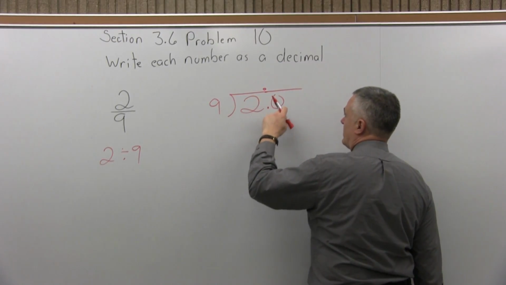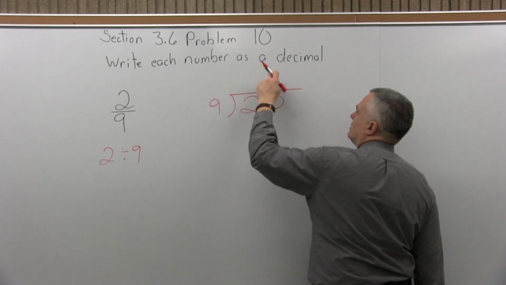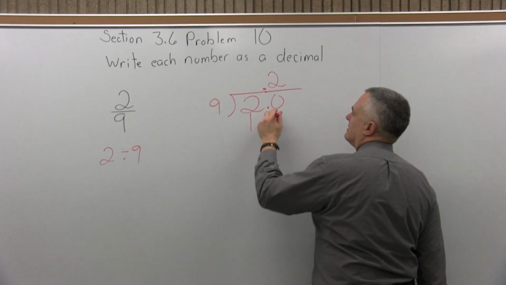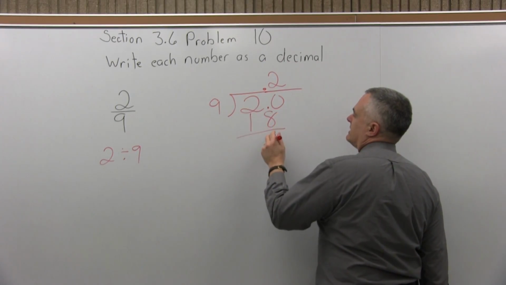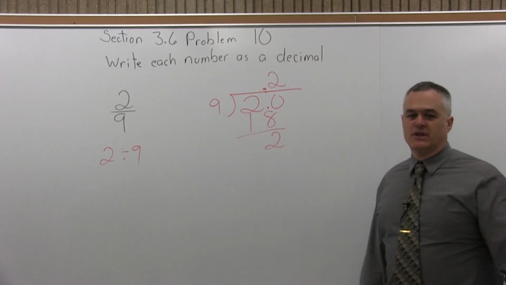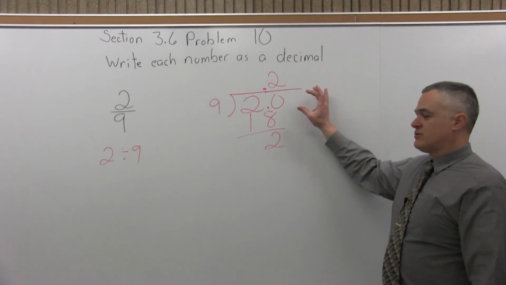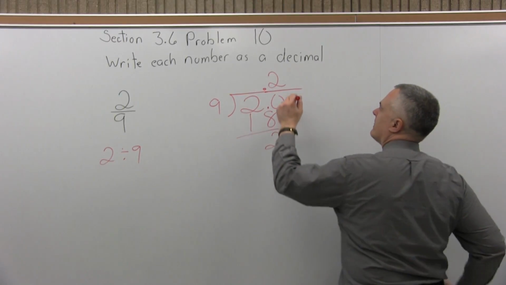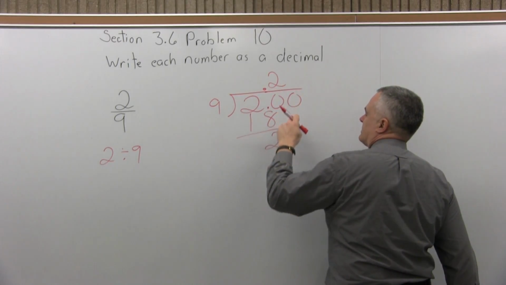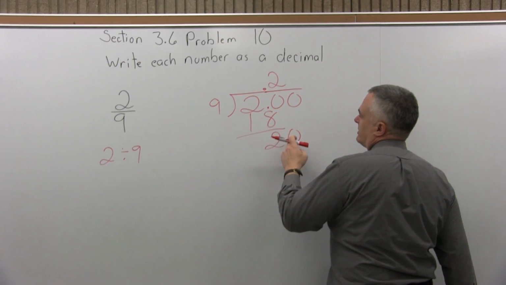9 will fit into 20. It'll go in twice. 2 times 9 is 18. And now 20 minus 18 is 2. So it didn't go in evenly. That's okay. What we can do is just write another 0 and pull it down. So 2.00, pull this 0 down, and I'm going into 20 again.